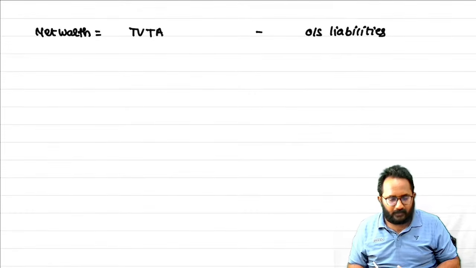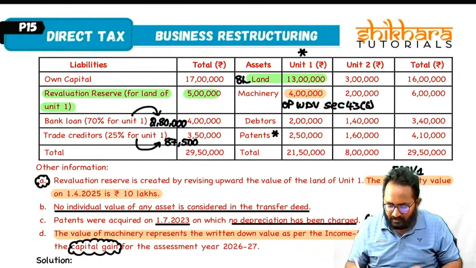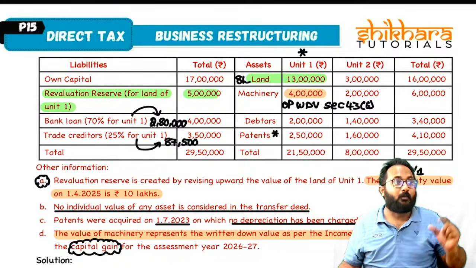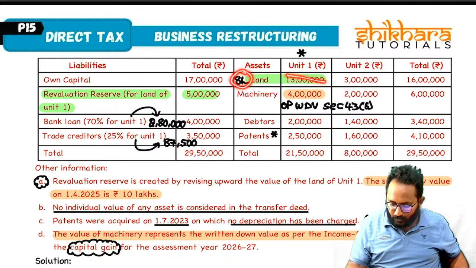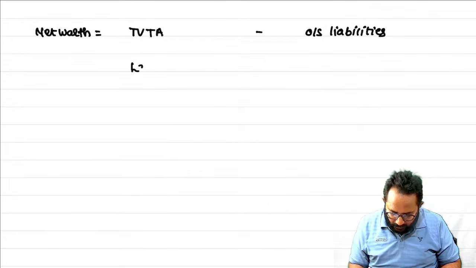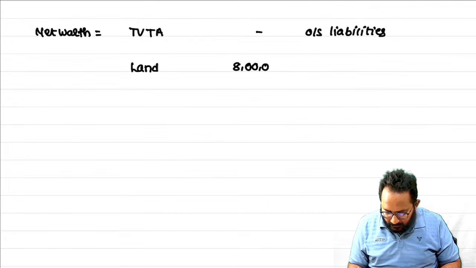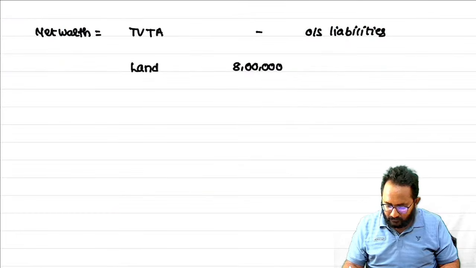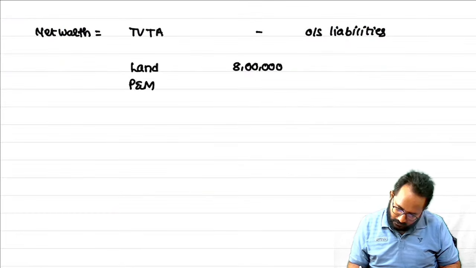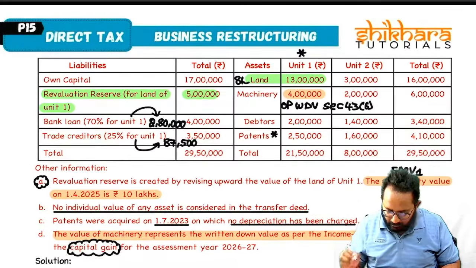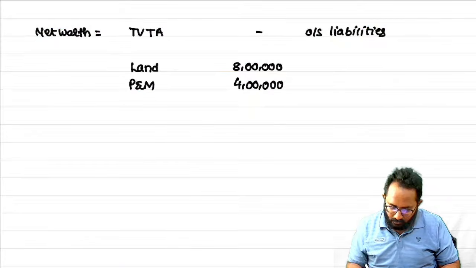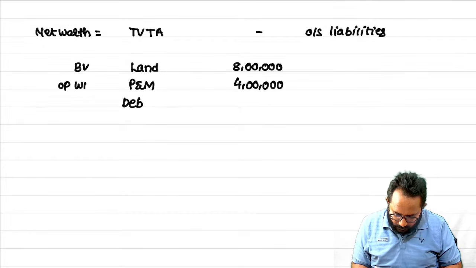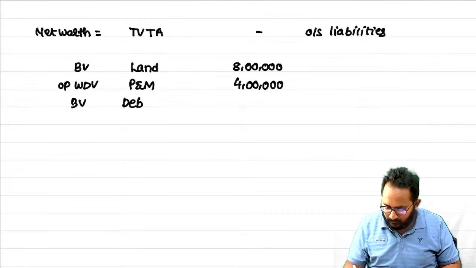Please tell me the asset values one by one. Land: what value do we have to take? For net worth computation, non-depreciable assets are taken at book value, ignoring the revaluation. So 8 lakh. Next, machinery is depreciable, opening WDV is the same, so 4 lakh. Now debtors at book value: debtors 2 lakh.